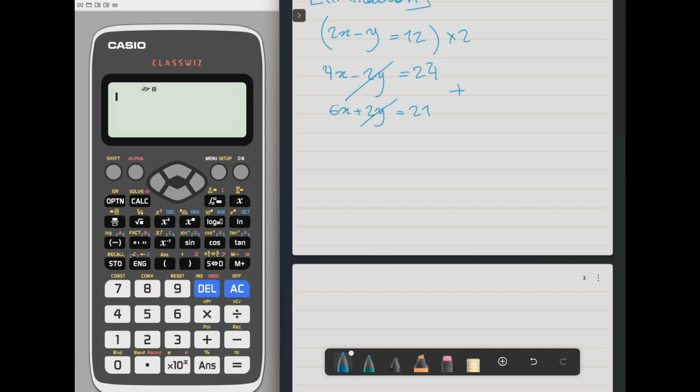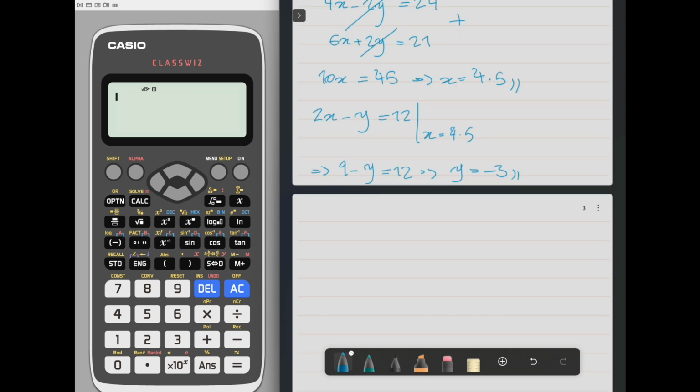So if I add them up, 2y and minus 2y will cancel out. 4x plus 6x will be 10x. And 24 plus 21 will be 45. So x will be equal to 4.5 or 9 over 2. Now, what did I have? I had 2x minus y equal to 12, right? If I put x equal to 4.5, then it will be 9 minus y equal to 12. So y is going to be equal to minus 3. So this is how we do it with elimination.